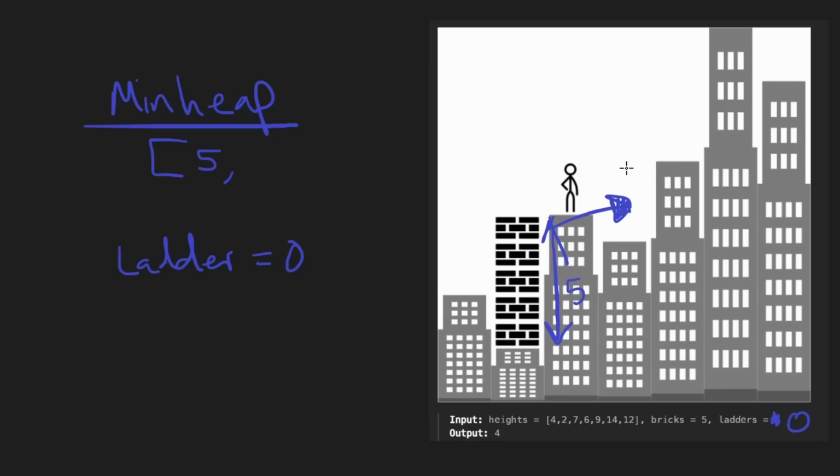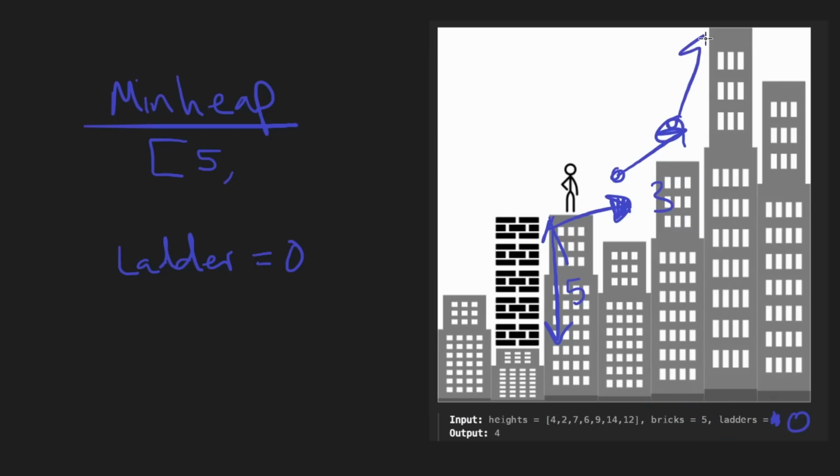So now going from here to here with a height difference of 3, we don't have any ladders remaining. So at this point, we check, is this height greater than the minimum value from the min heap? Because if it is, we should probably use the ladder here rather than on the 5. At this point, it is not. So we do not use the ladder here, and we decide to just use the bricks because we do have enough bricks remaining.